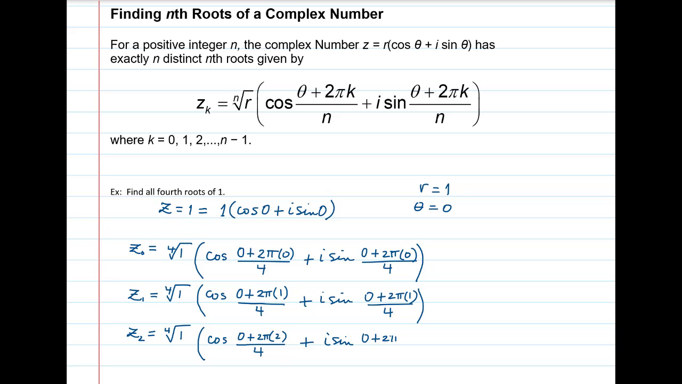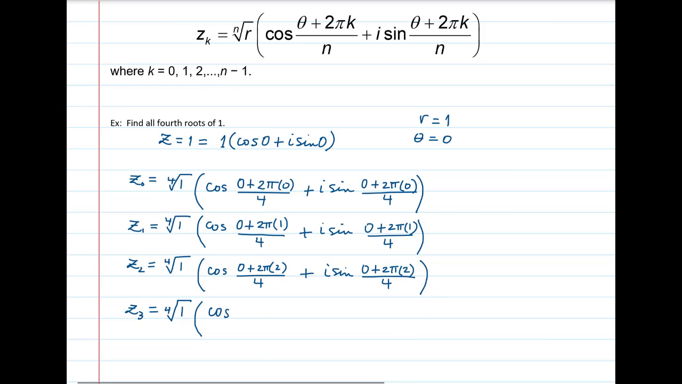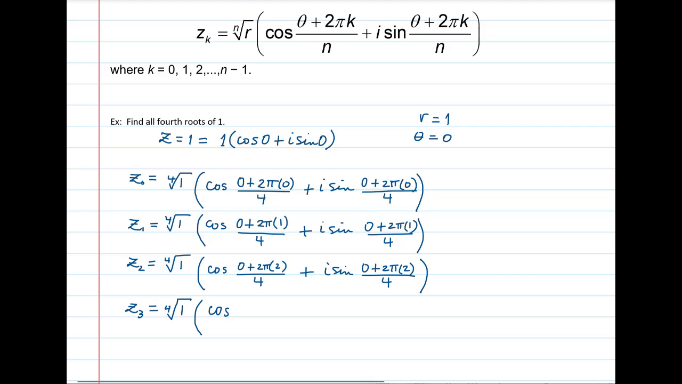which is a total of four roots. All right, so z sub 2, we have the same fourth root of 1 times cosine of 0 plus 2 pi times 2 over 4 plus i sine of 0 plus 2 pi times 2 over 4. Okay, and then finally our fourth root would be z sub 3, which is equal to the fourth root of 1 times cosine of 0 plus 2 pi times 3 over 4 plus i sine of 0 plus 2 pi times 3 over 4. And there we have our four roots.